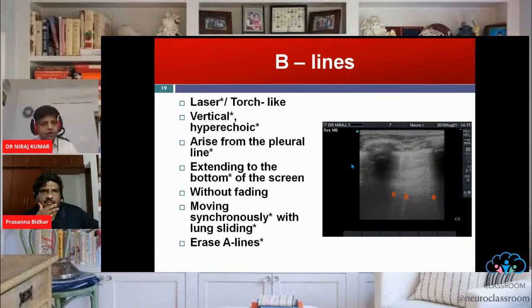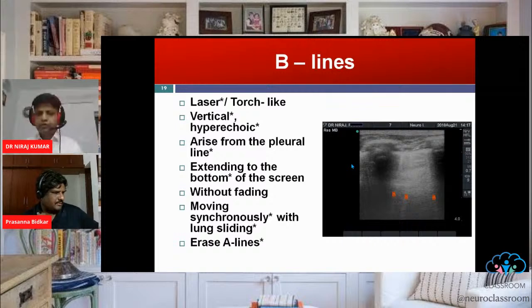The normal lung means whenever you are scanning the lung, if you are getting this sliding sign, if you are getting this A lines, that means the area is normal. So now, we are moving towards the abnormal lung. The concept of B line is very important.